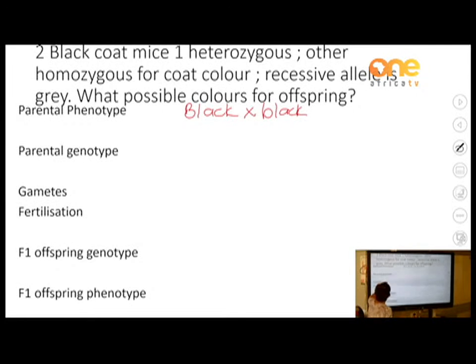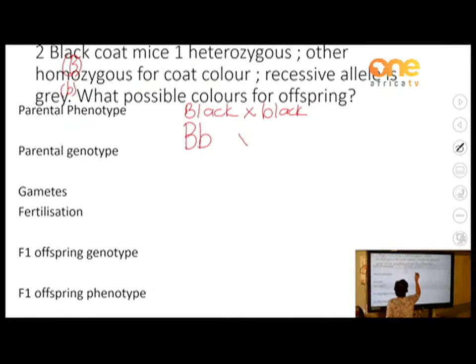One is heterozygous, and the other one is homozygous. So the heterozygous will be capital B, small b. I normally write down that black is dominant. And what will gray then be? The gray coat will then be small b. Important: we use the small letter of the dominant allele.